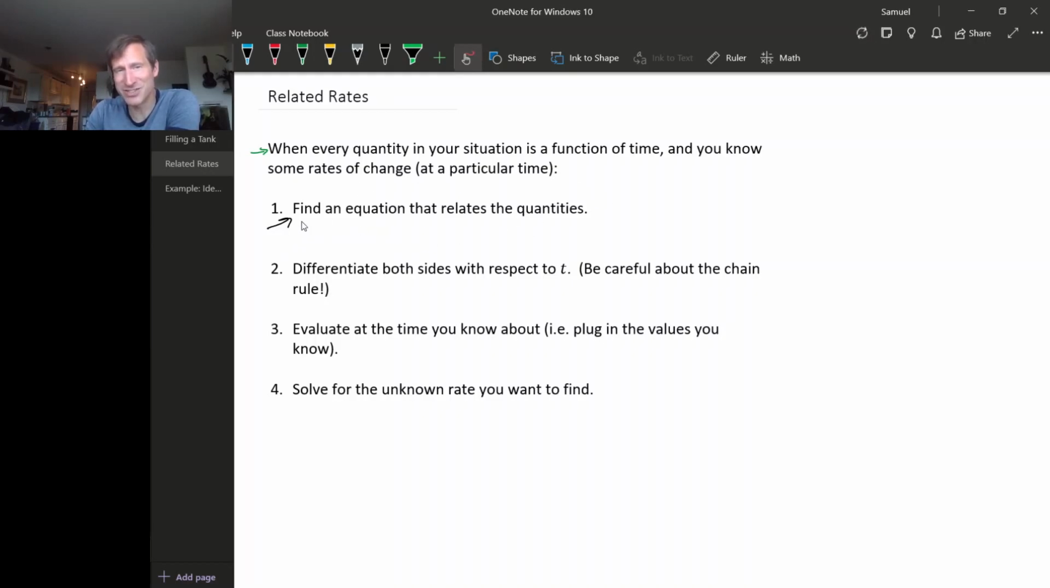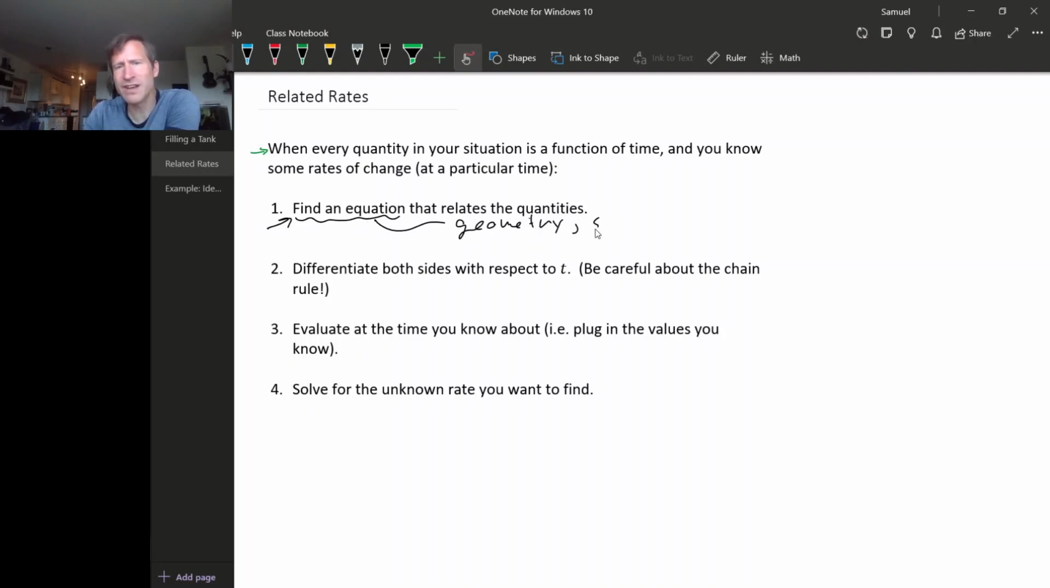Sources for these equations: find an equation, that's easy to say, but how do you know how quantities are related? Usually these equations will come from one of two sources. Either some sort of geometry, say volume equations, area formulas, or maybe things like similar triangles is a common source of equations that relates quantities. So geometry is one way to get equations.